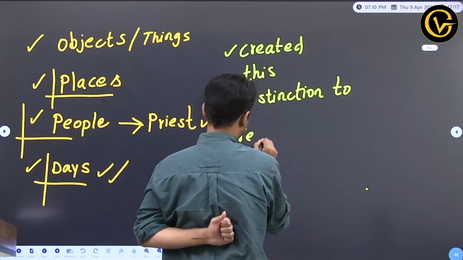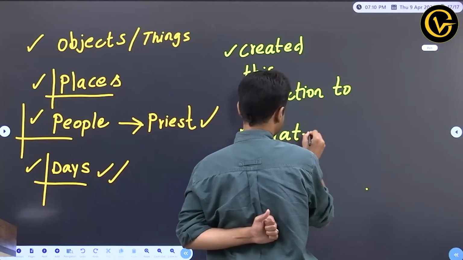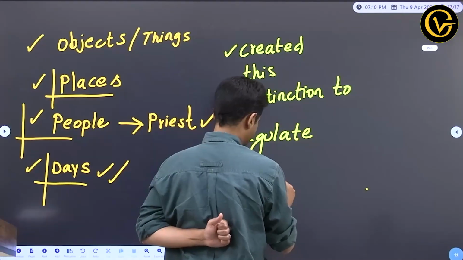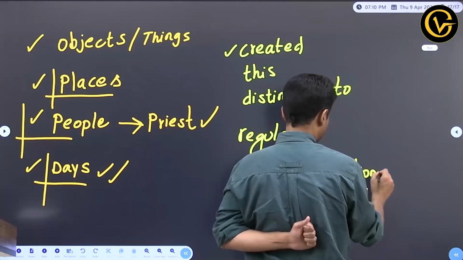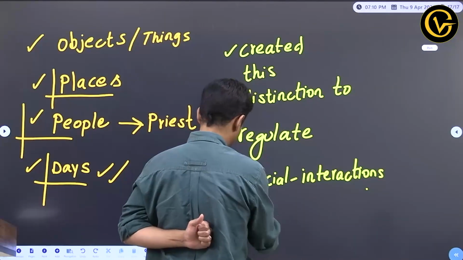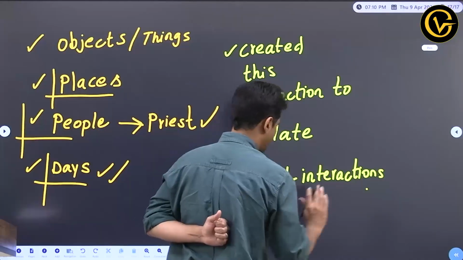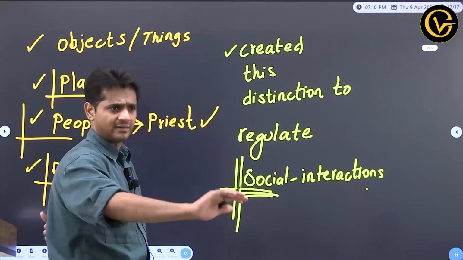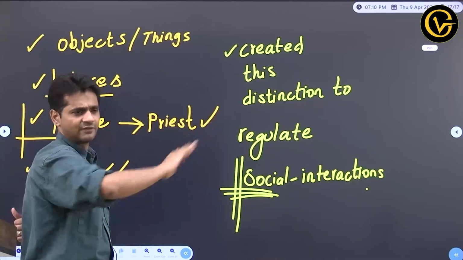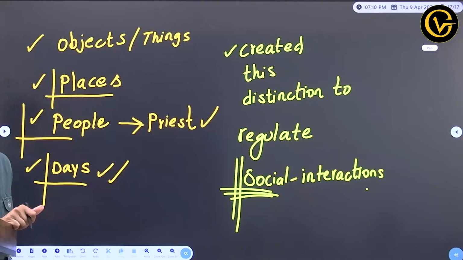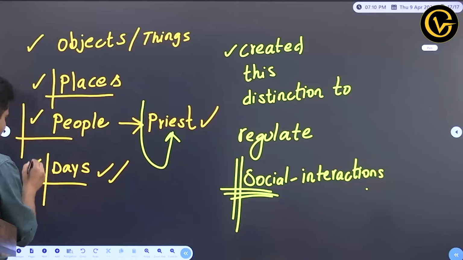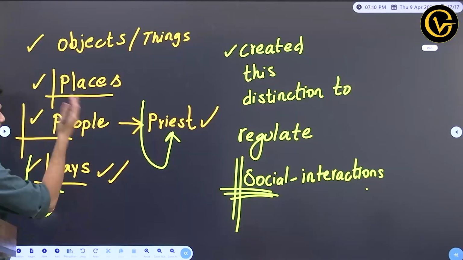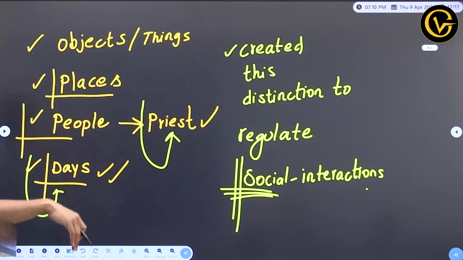All societies created this distinction to regulate social interactions. So what do I mean when I say to regulate social interactions? Maybe you call something sacred, it is not accessible to everyone. It is not easily accessible to everyone. Call some people sacred, such people are not easily available to everyone. Some days sacred, some people sacred, some places sacred, some objects sacred.